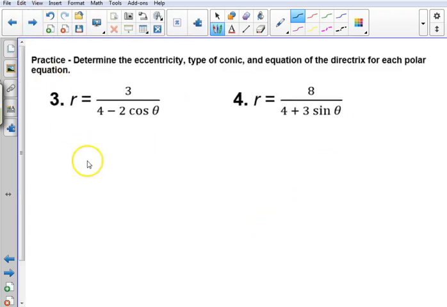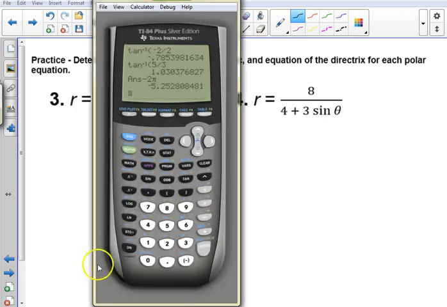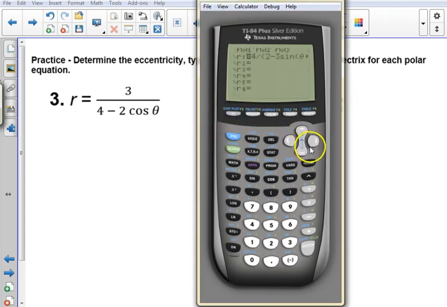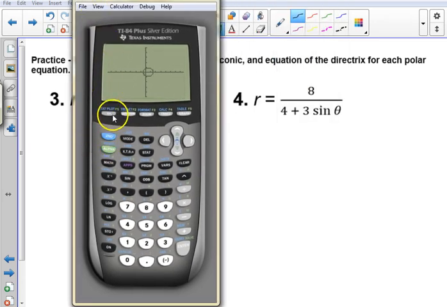Okay, so this one's a minus and a cosine. Let's play around with the calculator first, since we got it out. 3 divided by 4 minus 2 cosine this time. So it looks like an ellipse, right? We'll double check that when we do the math. I wanted to see a parabola. Does this one happen to be a parabola?